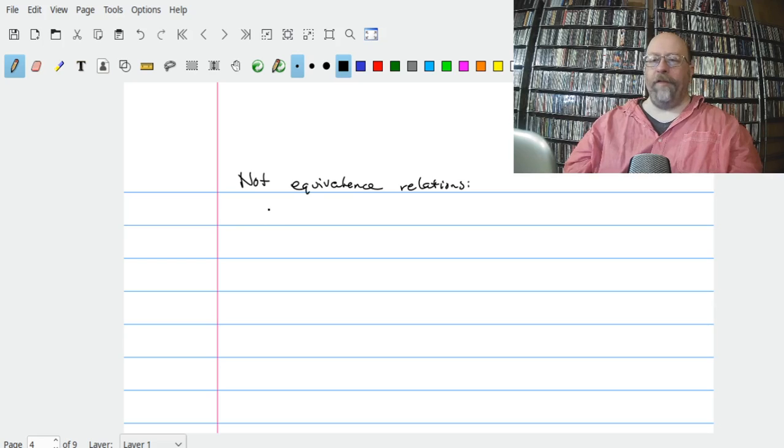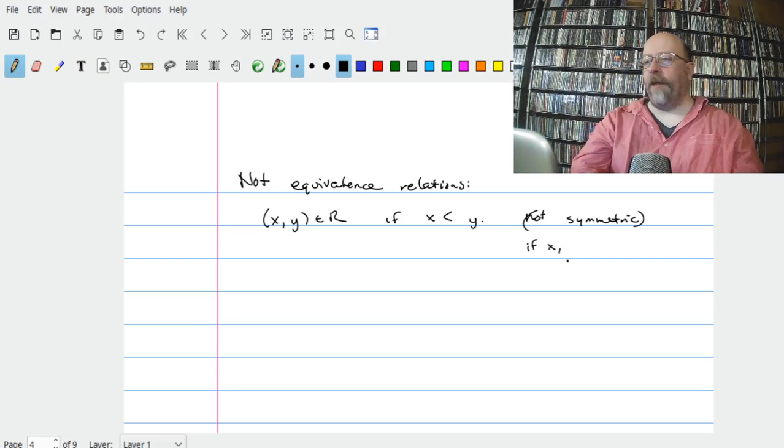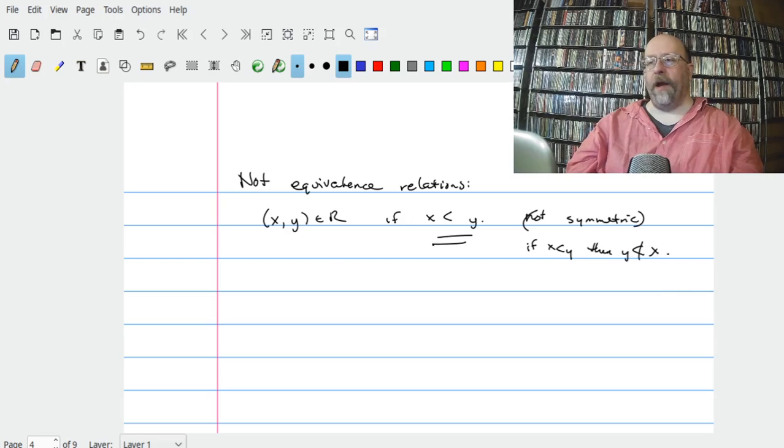A couple of examples. (x, y) is in R if x is less than y. That's not symmetric. If x is less than y, then y is not less than x. So that would not be an equivalence relation.